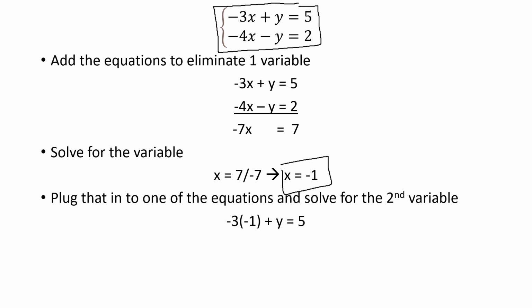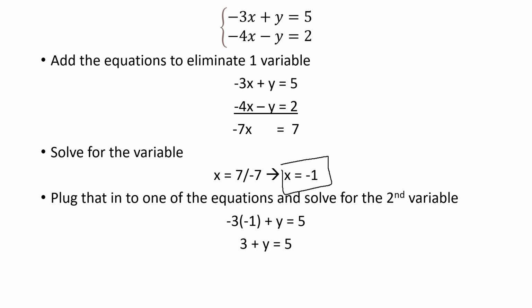So I am going to take this equation and plug my value for x into that equation. So I have negative 3 times negative 1. Instead of x, I have negative 1, plus y equals 5. And now I'm going to walk through solving that for y.